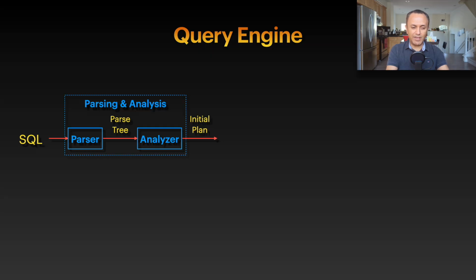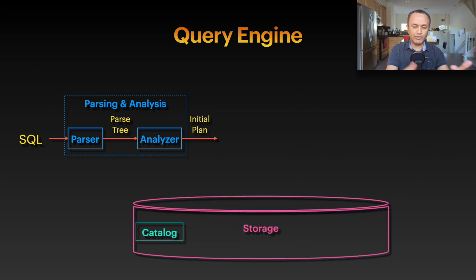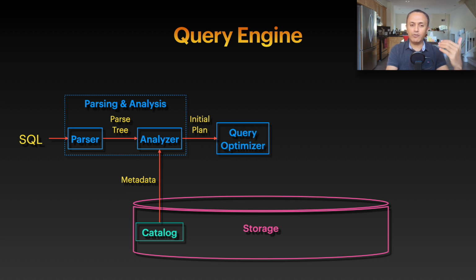Now we go back to our diagram. The analyzer, as we've seen, looks at the catalog, which is part of the storage, and retrieves the metadata from there to be able to produce that initial query plan and to do the validations on the parse tree. So now that we have that initial plan, the next step is to go through the query optimizer.